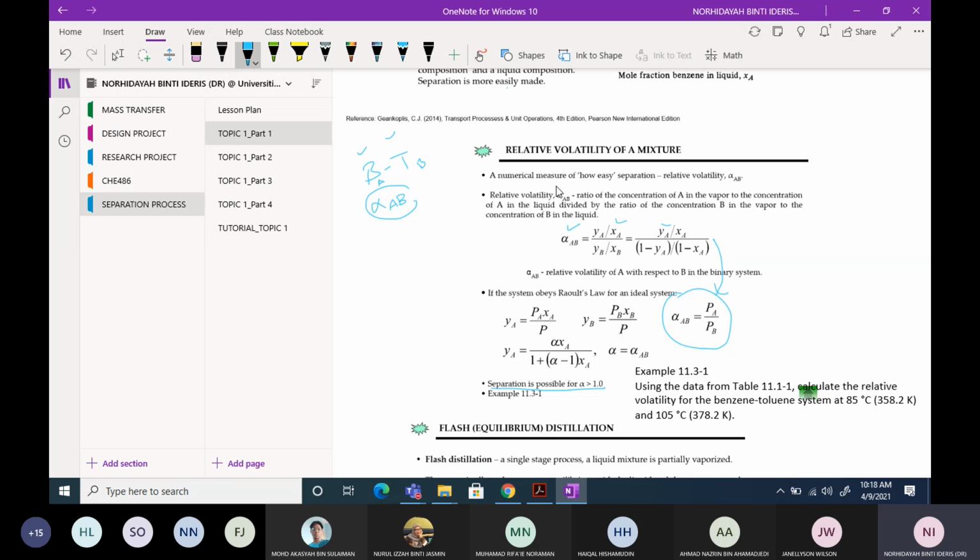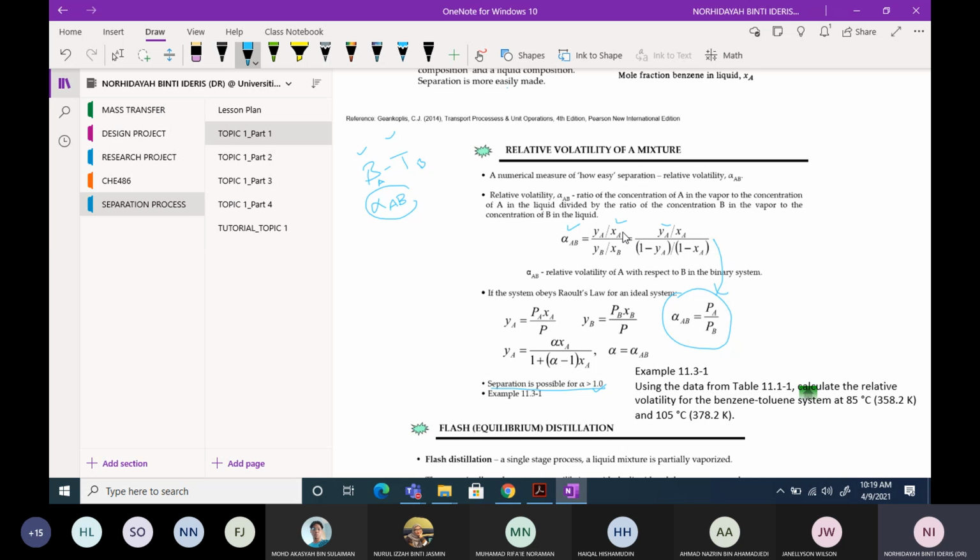Alpha is actually a numerical measurement of how easy the separation is. Okay, how easy the separation is. So if you get an alpha value bigger than 1, it means that the separation process for that particular component is possible. All right, so this is the definition of alpha.